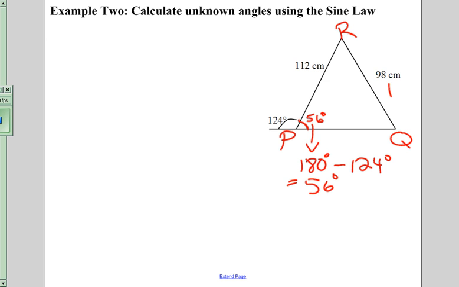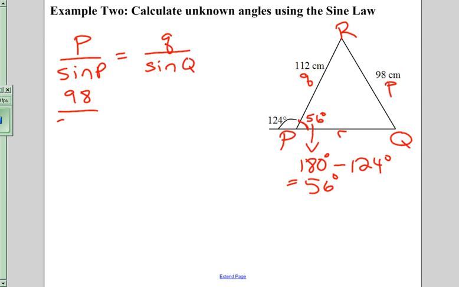Now that helps because we also know side p, so we have a complete ratio. We have half of the information we need for side q, we don't know angle Q. We don't know anything about R. So let's start with p and sine P, and q and sine Q. So for side p, it's 98 over the sine of 56 degrees. q is 112, sine of an angle we don't know, angle Q.